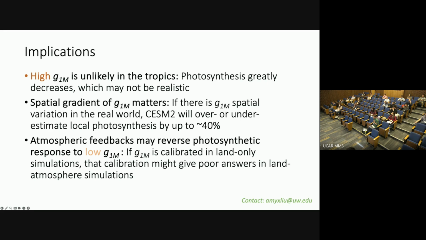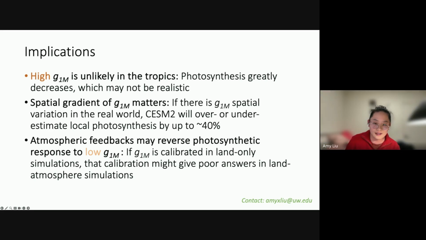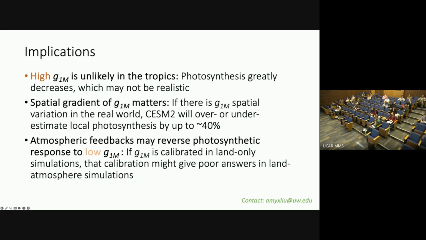Did you hear the question? Yeah, I think I have the chat open. That's a good question. I can chime in that our fixed atmosphere is the atmosphere saved from the coupled model, so they have the same atmosphere. There could still be bugs.